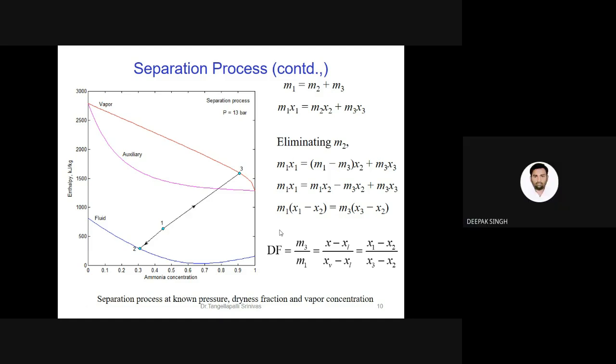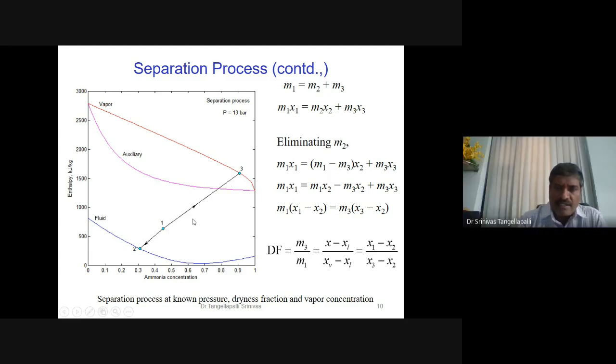Sorry, x3 minus x1 upon x3 minus x2. Very good. That wetness fraction is equal to x3 minus x1 by x3 minus x2. The total is the same. M1 is the total. The wetness fraction is defined by M2 by M3. That is equal. The opposite length is x3 minus x1, and the total length is x3 minus x2.